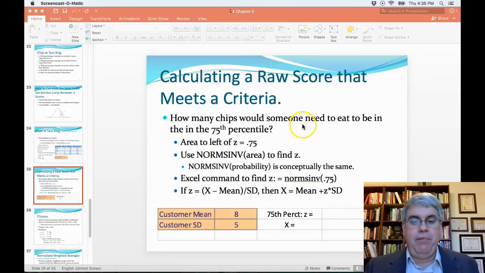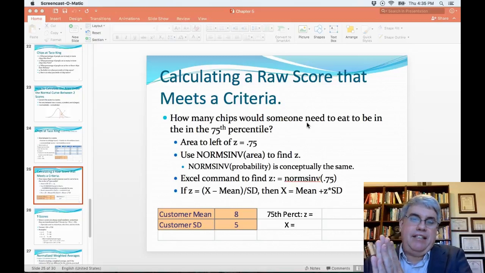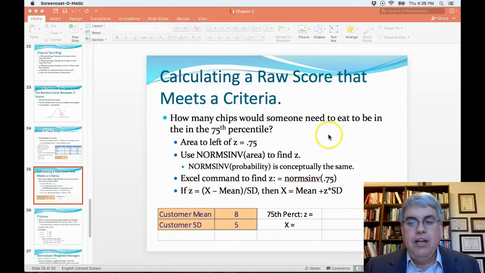And that would mean we would be wanting to find what z-score indicates that someone is at higher than 75% of all the others, or that the area to the left of the z-score would be 75% or 0.75. The way that we're going to do this is we're going to use NORM.S.INV, the Excel command, to find z. Now, the NORM.S.INV of the area, here we say it's 75%, or the NORM.S.INV of the probability, would equally apply to find the z.